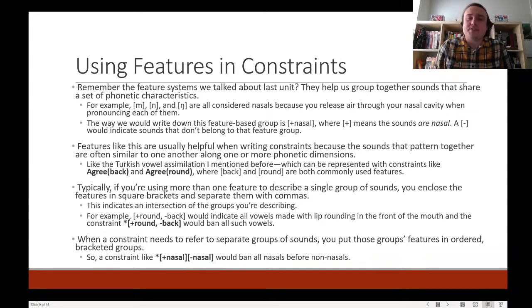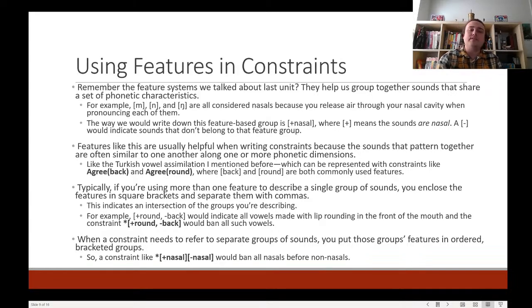So remember the feature systems we talked about last unit, right? That was what your reading was about. It was a kind of chunk of our phonetic slides. We talked about those phonetic features and how they help us group together sounds that share phonetic characteristics. So, for example, the sounds m, n, and ng are all considered nasals because you release air through your nasal cavity when pronouncing each of them, right?